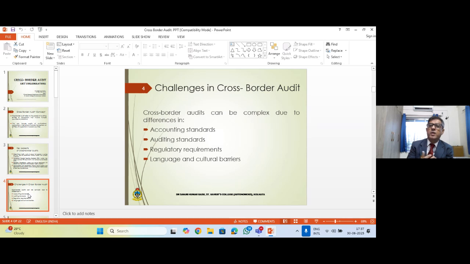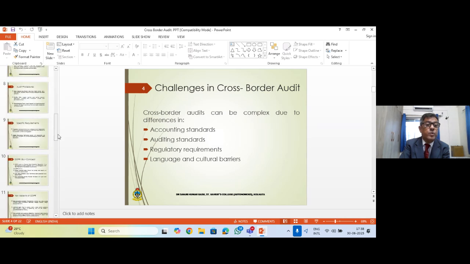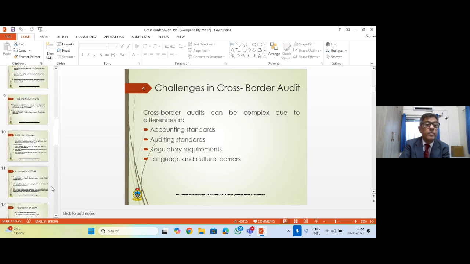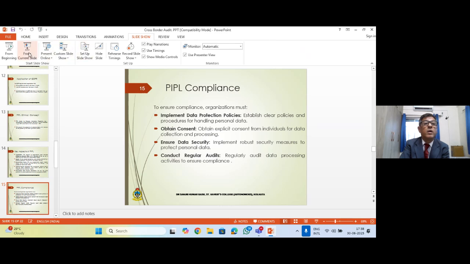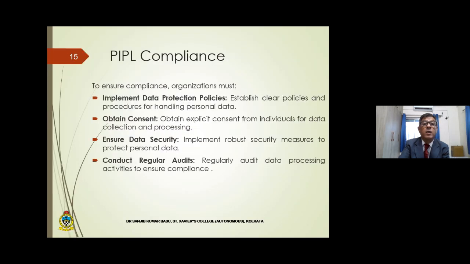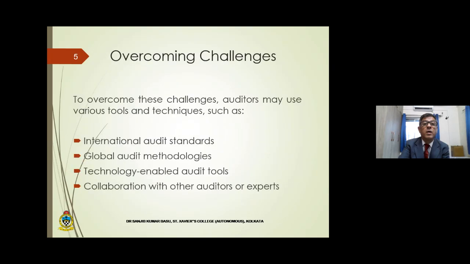I'm giving you experience of different types of companies: bigger companies, biggest companies, small companies, or more or less medium companies. Usually we do not take small companies' audits. They cannot afford foreign auditors, but in the case of medium companies, it can be done. Anyway, these are the challenges I have talked about. Now, overcoming challenges: how can we overcome these challenges as I have pointed out?